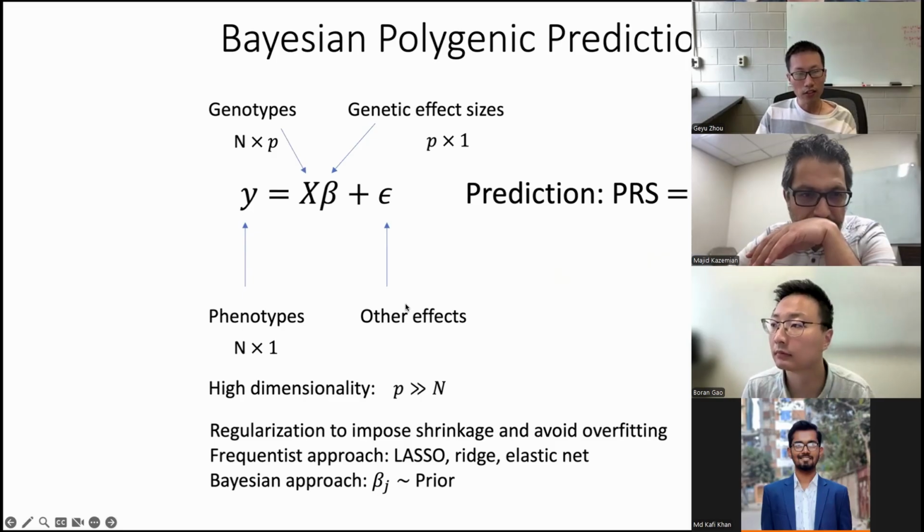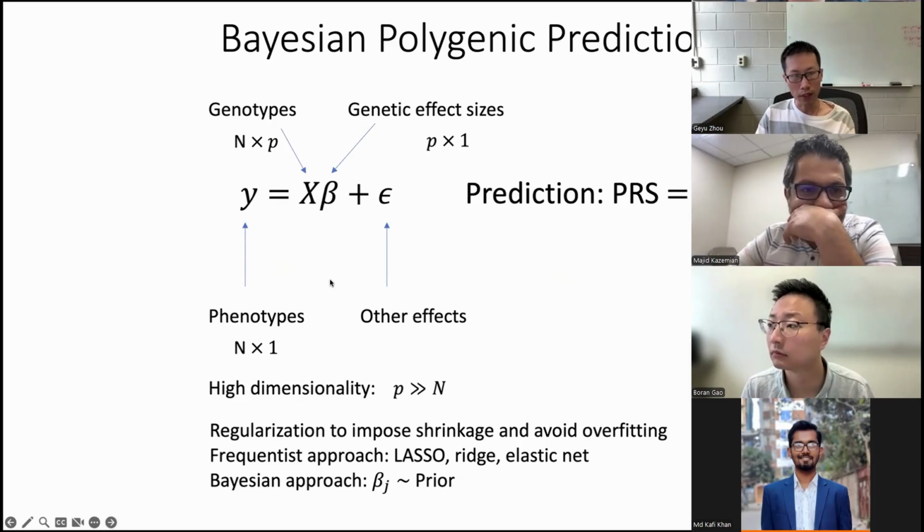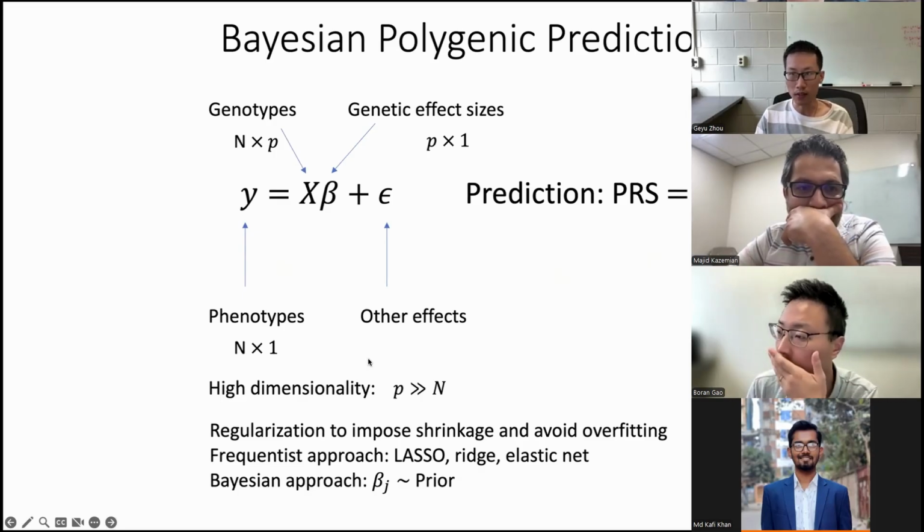There is one challenge of fitting this kind of linear model because the number of SNPs or genetic variants is typically much larger than the number of individuals, the sample size.